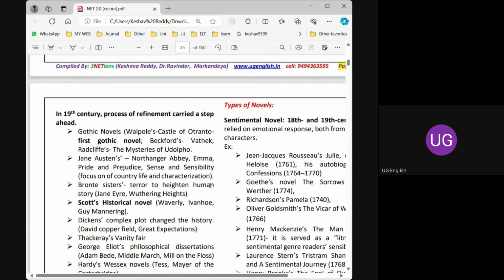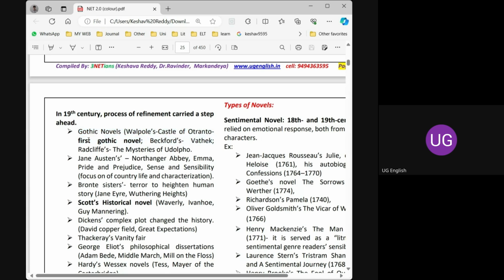So today's topic is that, and today we are going to discuss all the types of novels here. And before that, I'm just giving you some important novels, a list of them. I'm just going through the list of important works.